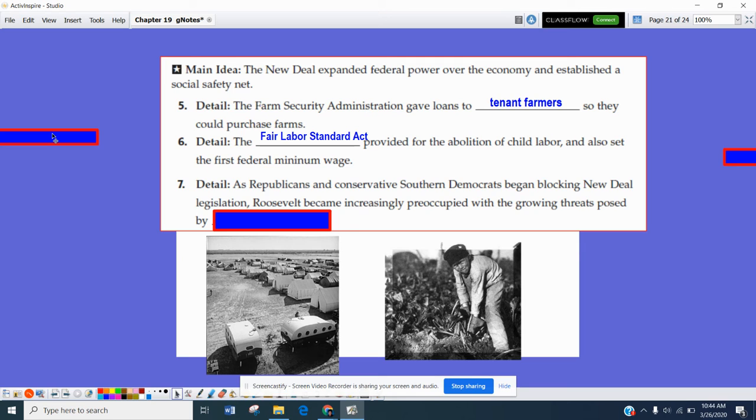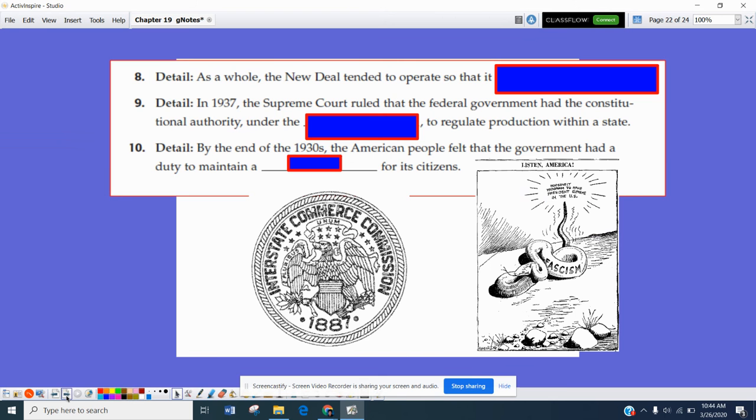And number 7, as Republicans and conservative Southern Democrats began blocking New Deal legislation, Roosevelt became increasingly preoccupied with the growing threats posed by Germany and Japan. And it's going to be these threats that are eventually going to help pull us out of this economic rut. When we start having to rebuild our military and establish a draft, that's going to help our economy eventually put more people to work.